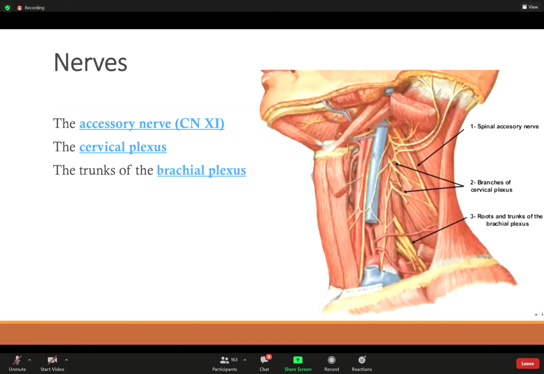Now what are the other nerves that are found in this region? So there are three important groups of nerves that we have. One of them is the spinal accessory nerve. I hope that you still remember the cranial nerves and their Latin or numerical number. So this is cranial nerve number 11. And then we have a part of the cervical plexus, and then we have the roots and the trunks of the brachial plexus. So we have the cervical plexus, the brachial plexus, and the spinal accessory nerve.